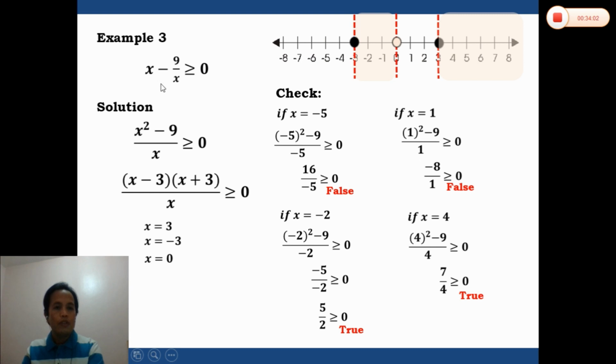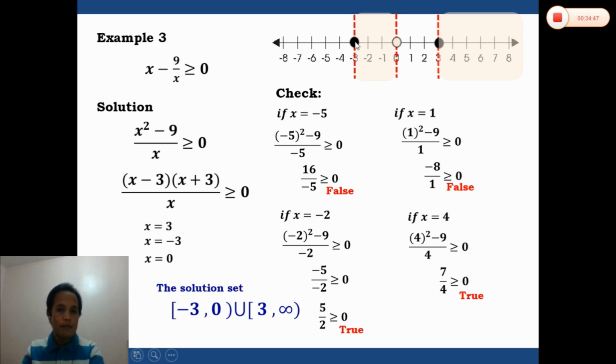So the solution set for this inequality is illustrated in this number line. We have here the boundaries, the shaded region here, and the boundaries here. To write the interval notation of this illustration, we have the bracket, negative 3. This is a bracket because this is a solid dot, meaning negative 3 is part of the solution set. And up to 0. This is a parenthesis because 0 is not part of the solution set, as indicated by the hollow dot.